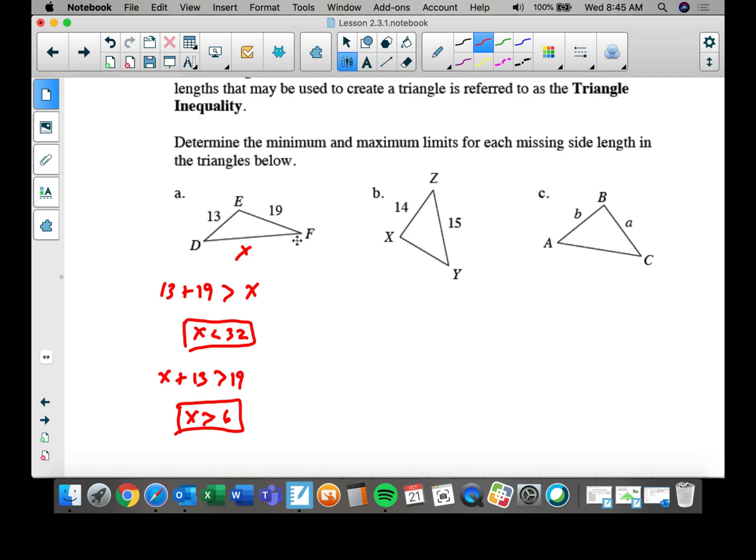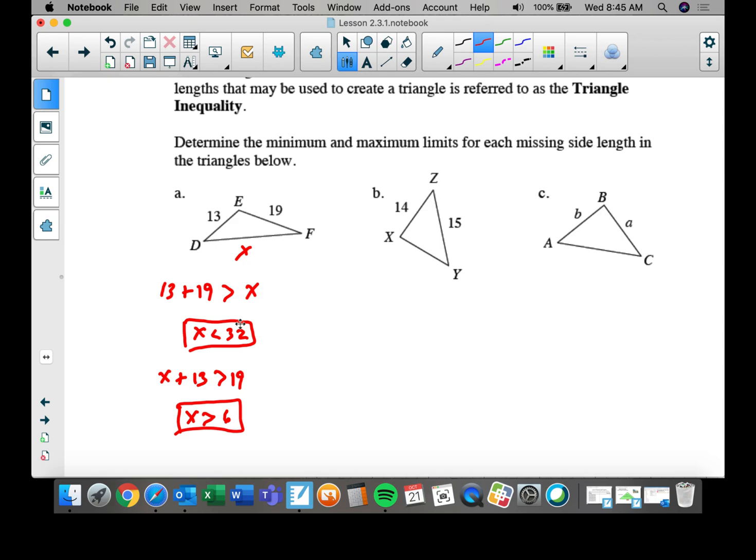So ultimately, there's my maximum and my minimum. This side length has to be bigger than 6 and less than 32 in order for you to have a triangle. So where that would come into play is, let's say as we're moving forward, you actually find an answer for x, and let's say our answer is 2. This triangle inequality tells you right away it's outside the possibilities for x, and therefore you know you made a mistake. Okay?